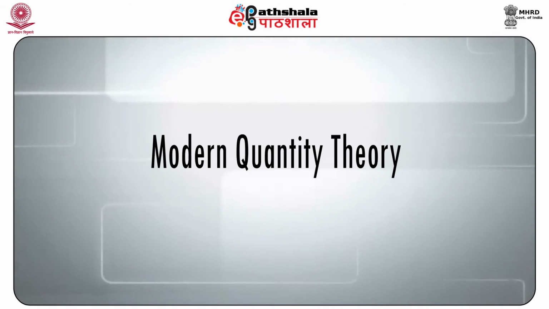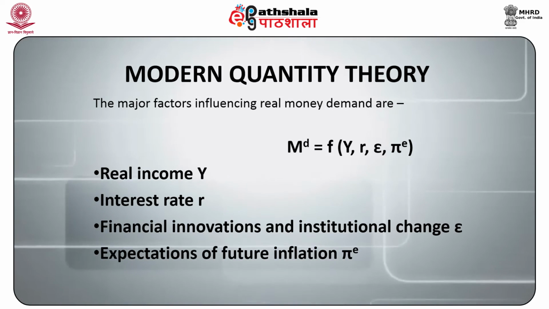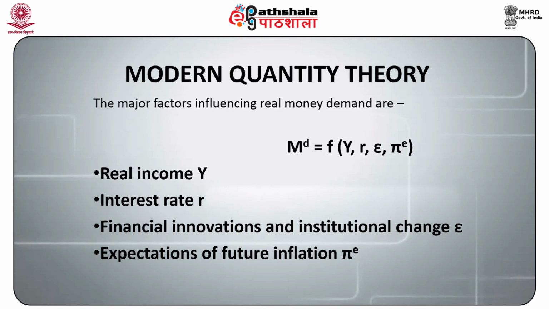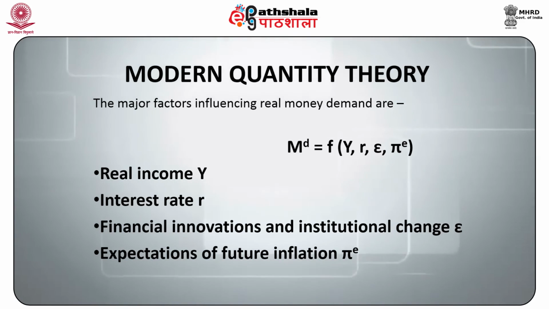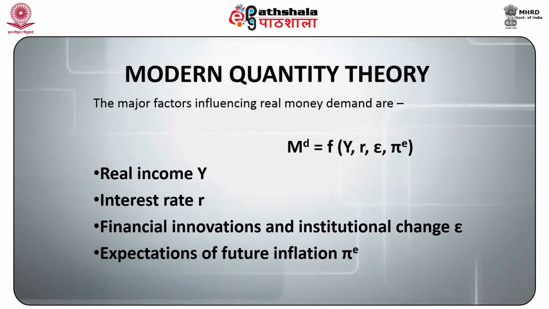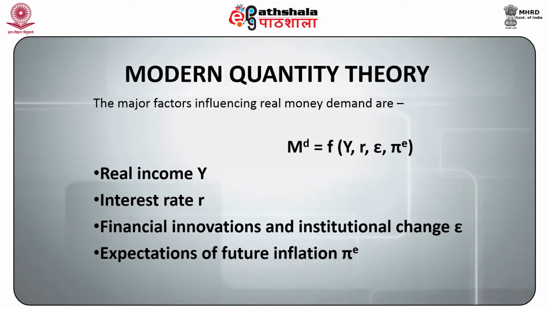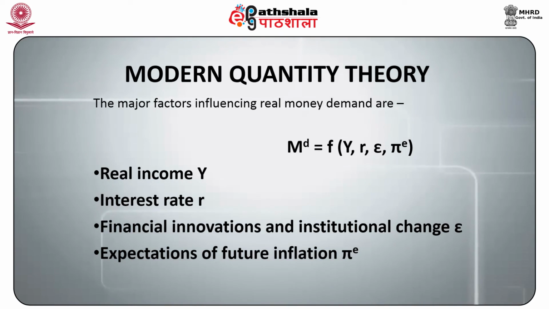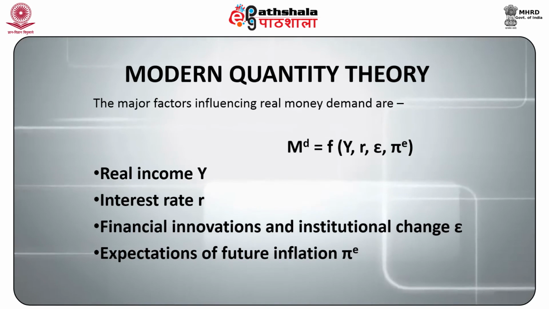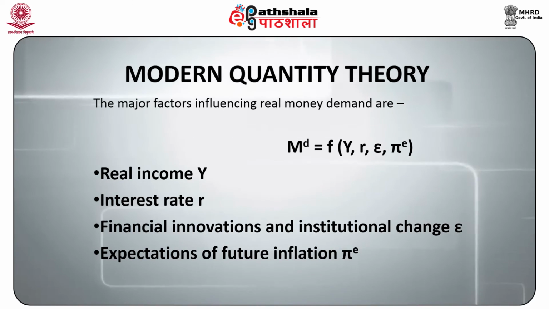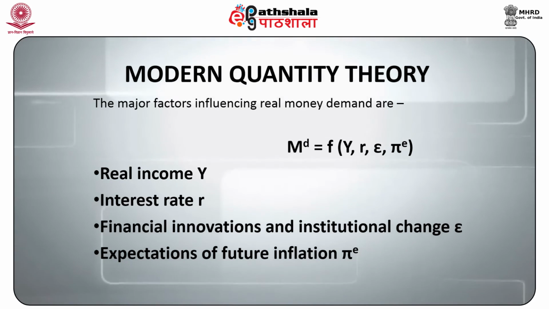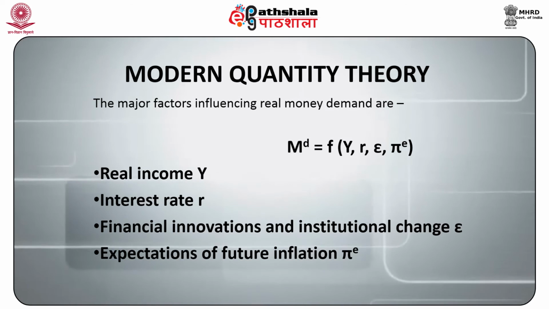Next is the modern quantity theory. The major factors influencing the real money demand are M^d = f(y, r, λ, π^e). A. Real income, given as y. As real income increases, demand for money increases, which reduces the pressure on inflation caused by rising money supply.